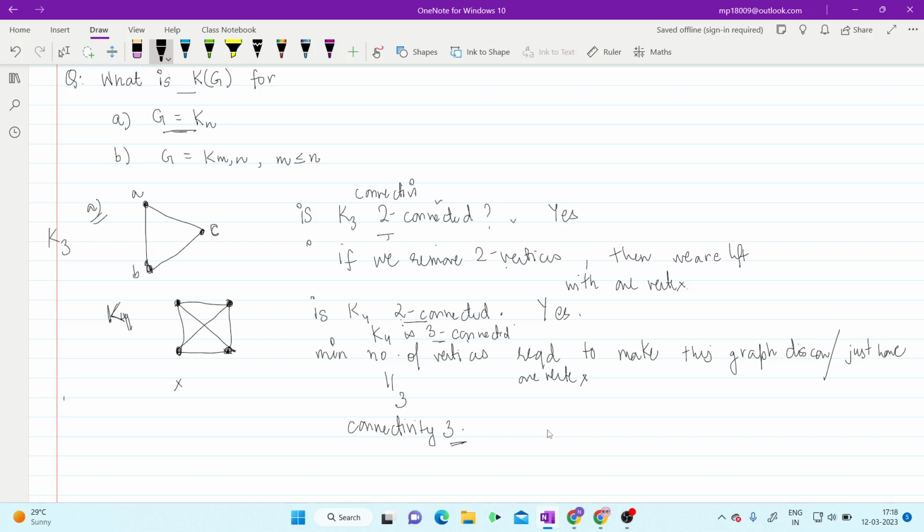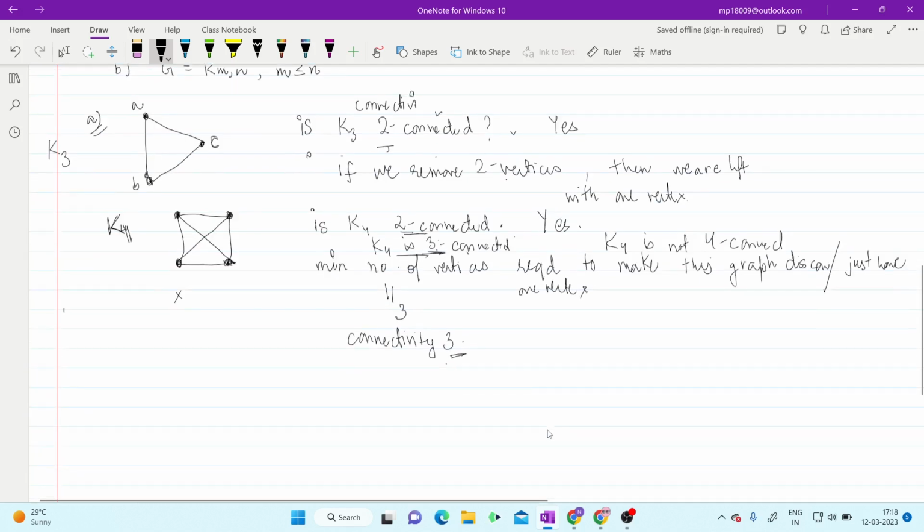So see, K4 is 2 connected, K4 is 3 connected. And since it has 4 vertices, we don't talk about 4 connectedness. If we remove 3 vertices, we are just left with 1 vertex. So K4 is not 4 connected. The largest K for which G is K connected is 3. Therefore connectivity is 3.